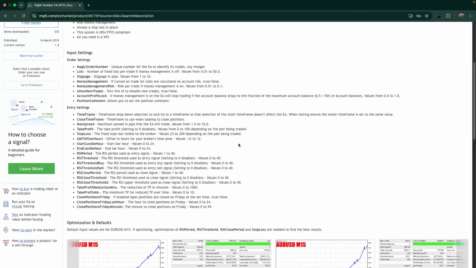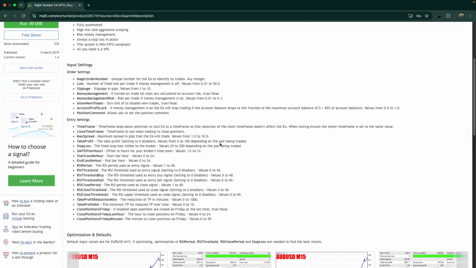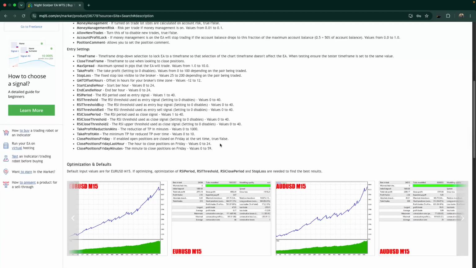Now, the features of this EA marketed by the developer are that it uses fixed or risk-based lot sizing, and it also has strict trading hours, tight take profit, wider stop loss, and RSI smart close logic. We also have the max spread filter, the Friday close protection, and an option to enable averaging. It's designed for traders who want a simple time restricted scalper that only operates during low volatility night sessions.